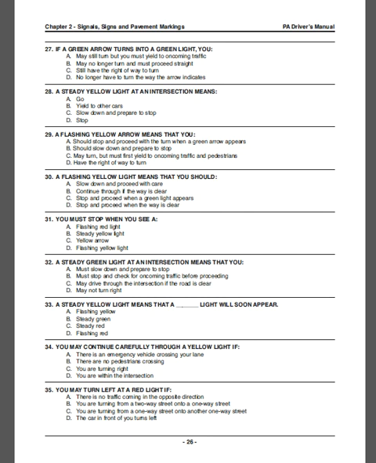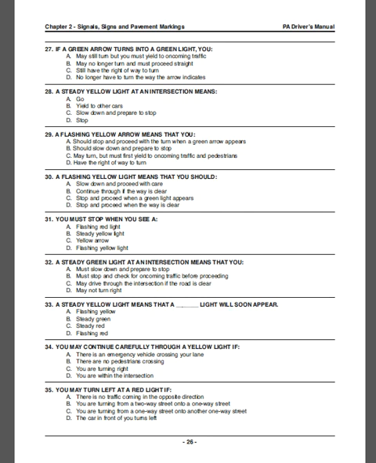27. If a green arrow turns into a green light, you, A, may still turn, but you must yield to oncoming traffic. B, may no longer turn and must proceed straight. C, still have the right of way to turn. D, no longer have to turn the way the arrow indicates. The answer is letter A. You may still turn when a green arrow turns into a green light, but you must yield to oncoming traffic.